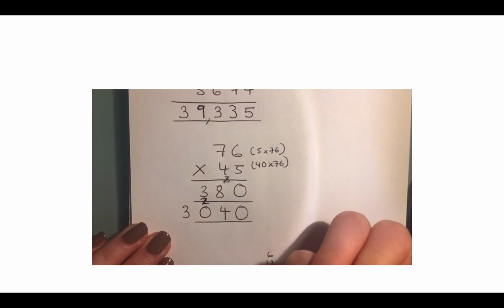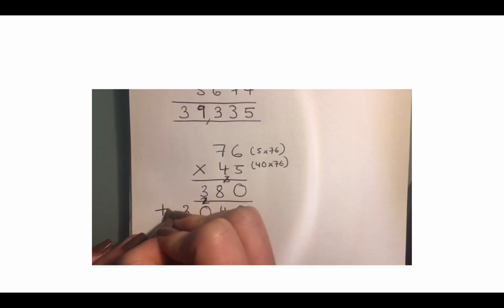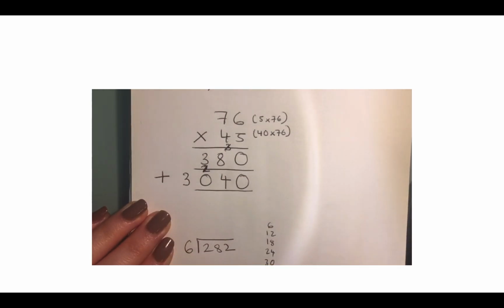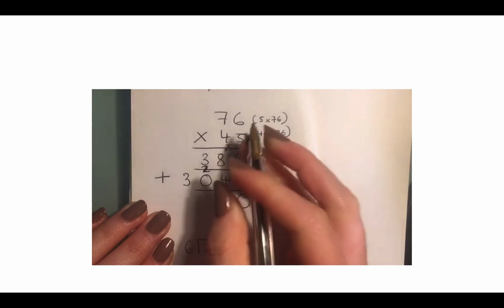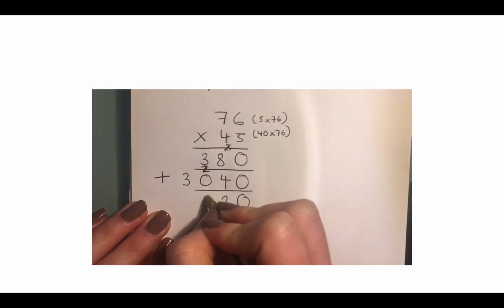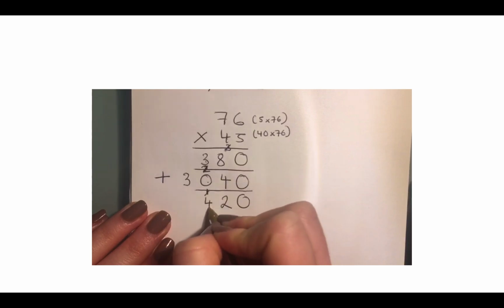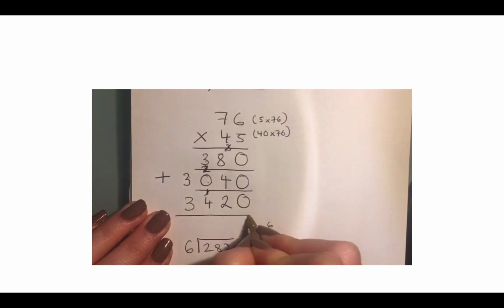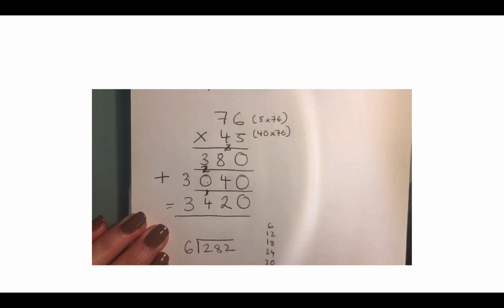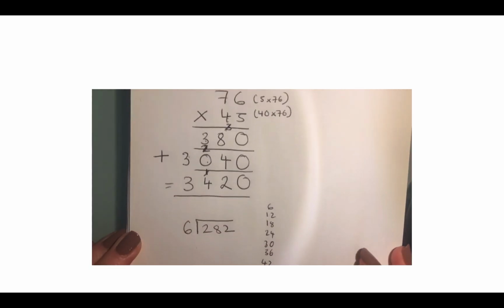Okay, we're going to add those together. Put your addition there, and we get 0. 8 add 4, we get 12. Carry my 1. 3, 0 add 1, we get 4. No, that's 3, so my answer is 3,420. Let's have a look at our division.